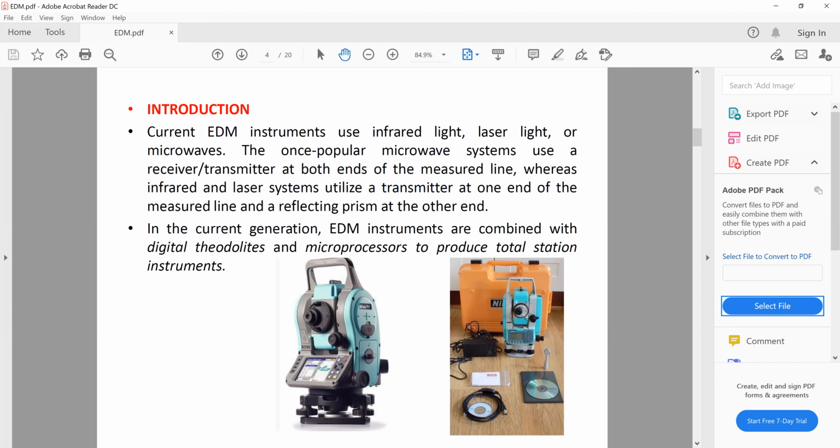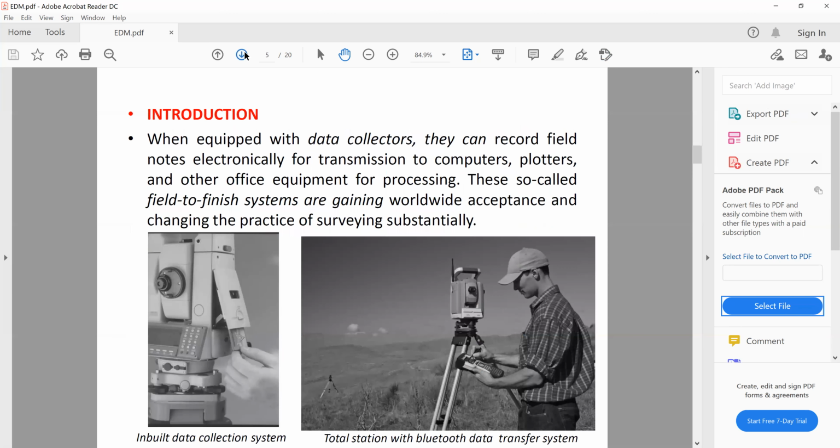In the current generation, EDM instruments are combined with digital theodolites and microprocessors to produce total station instruments. So you will be using a total station in this semester. And usually a total station comes with an EDM, so it can perform all the functions inbuilt. And when equipped with data collectors, they can record field notes electronically for transmission to computers. And these are called finish-to-finish systems.